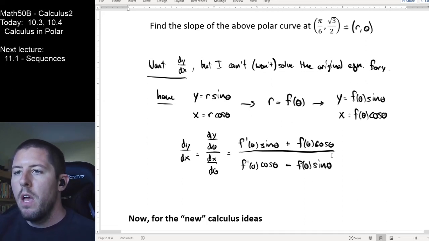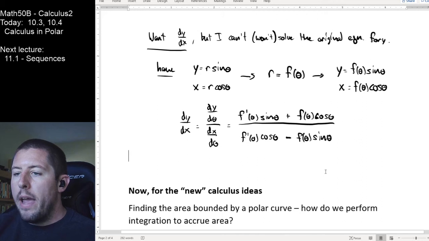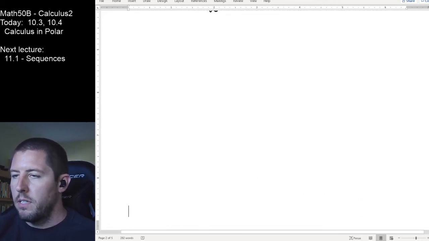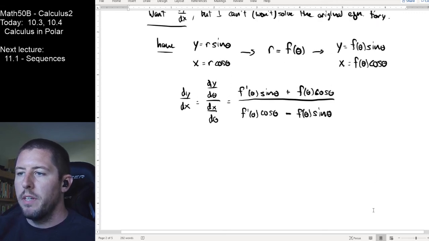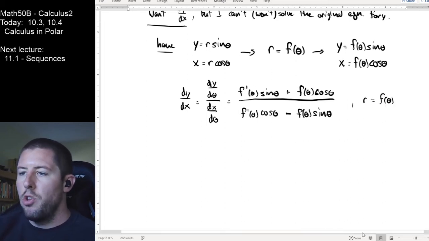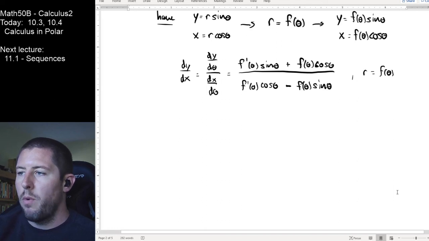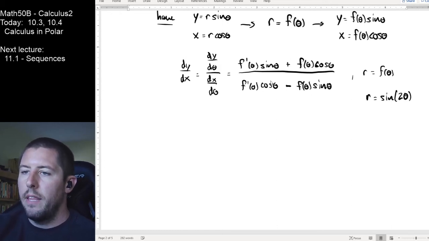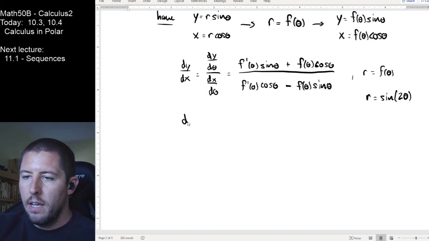So it looks like we now have a way that we can take derivatives in polar form right here. This is just our general rule for polar form derivatives, where r equals f of theta. And so let's go ahead and use this equation to help us out with what we have above. So we found that r equals sine of 2 theta. Let's use that in this equation here, and we'll find dy/dx. And then we'll evaluate it at the specific r, theta place that we were given.